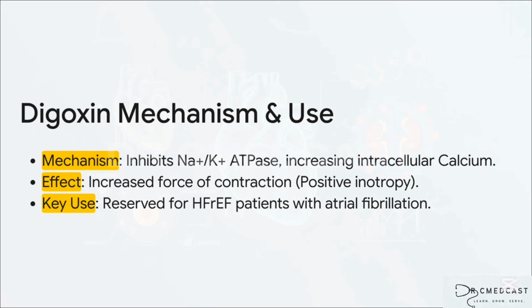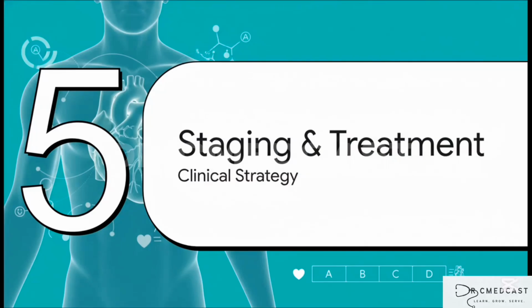Today, its main use is for HFrEF patients who are still having symptoms despite being on all the right meds, especially if they also have atrial fibrillation, because digoxin has a nice side effect of slowing the heart rate in AFib. Okay, we've covered all the major drug classes.